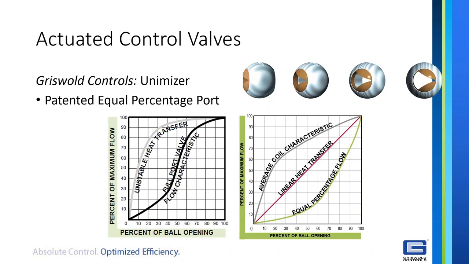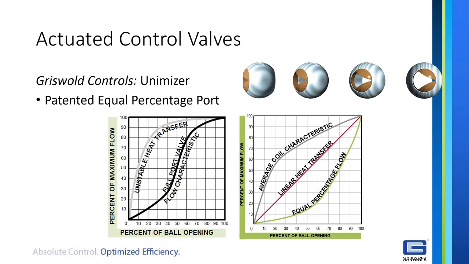So we want to talk specifically about Griswold Controls actuated control valves. To talk about that, the first most important part of the actuated control valve is the equal percentage optimizer insert that is used in our ball valve. But first we want to talk about what equal percent means.